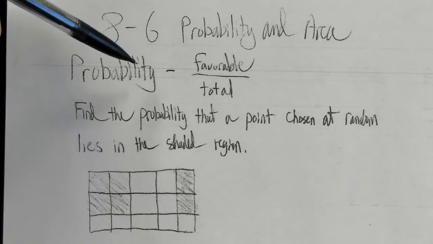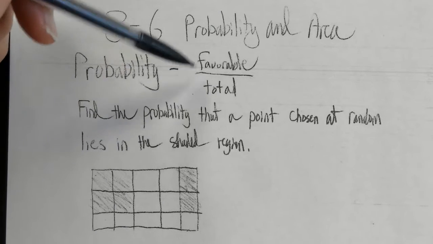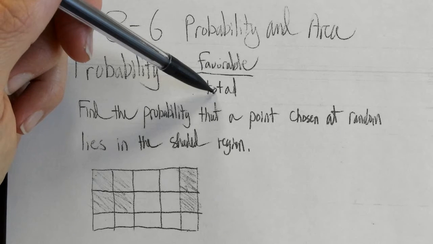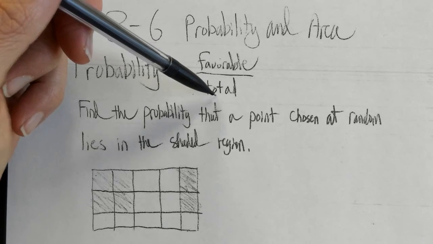What is it? Probability can be expressed as a fraction. One way it can be expressed is as a fraction, and that fraction is favorable over total, right? Meaning what you want over the total amount of things that are happening.